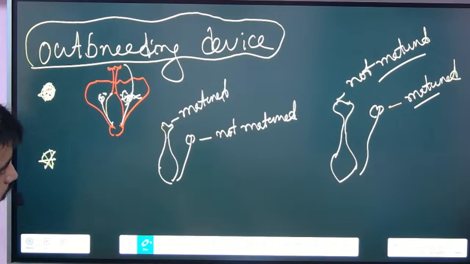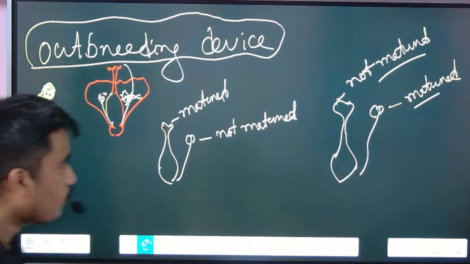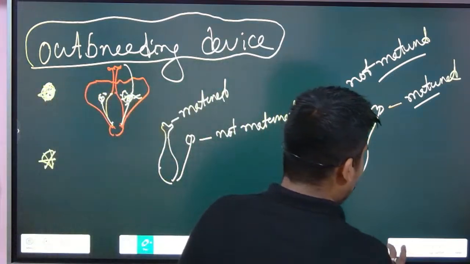So if there is evolution, there will be adaptation. It will survive in a harsh area. Sorry, not marsh, harsh area. So that is the motto of a plant, right?